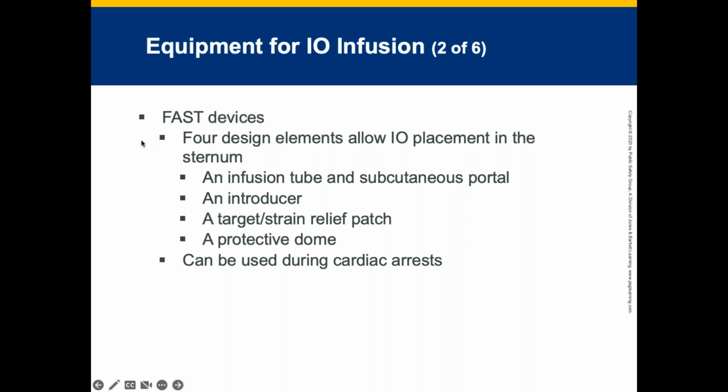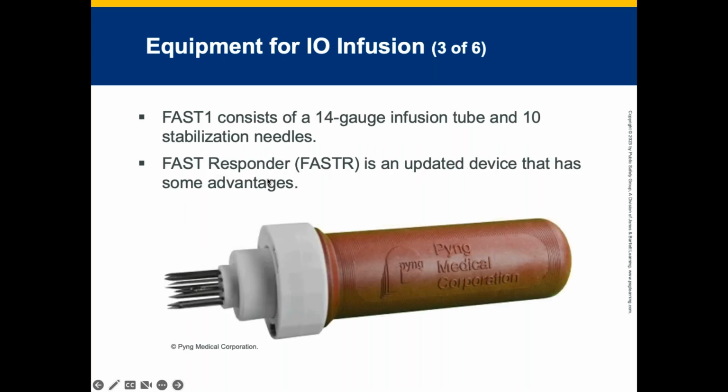Equipment for this is FAST devices. So first IO device approved for the patients ages 12 years and older. There are 4 design elements of IO placement in the sternum using the FAST device: an infusion tube, an introducer, a target strain relief patch, and a protective dome. This can be used during cardiac arrest. This is a FAST here. I have never used one of these before, right? So anybody that has had experience with these, feel free to share on Sunday.